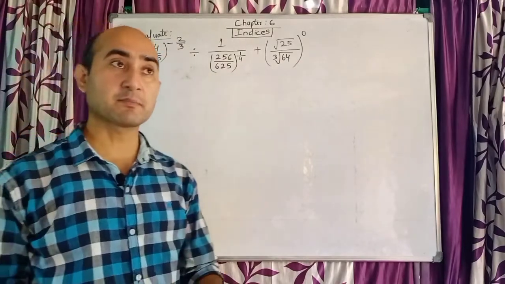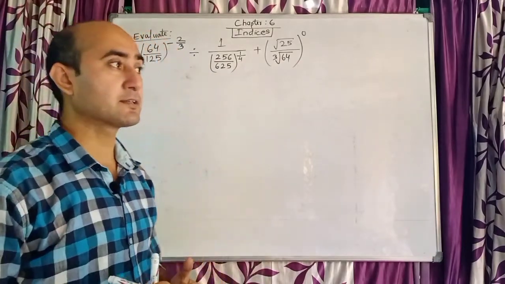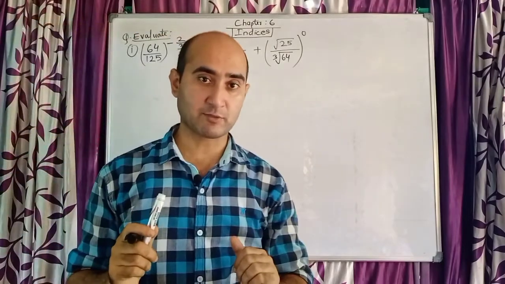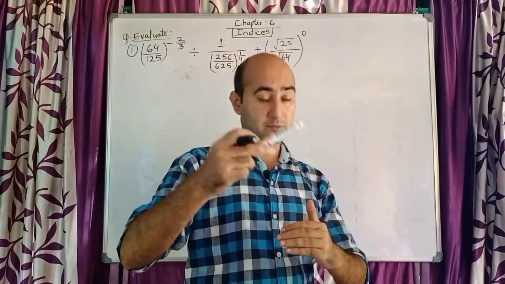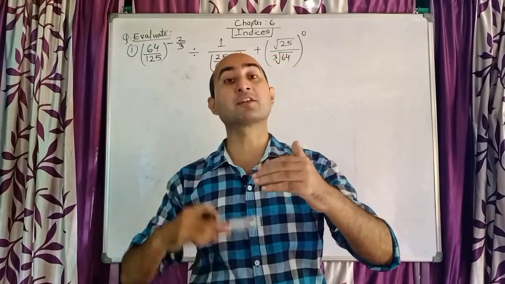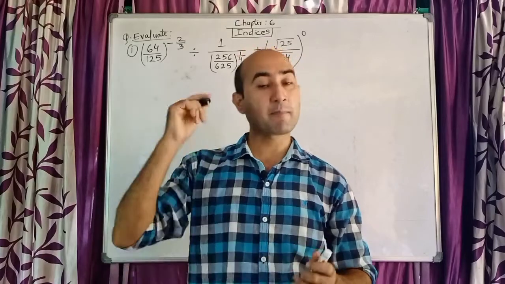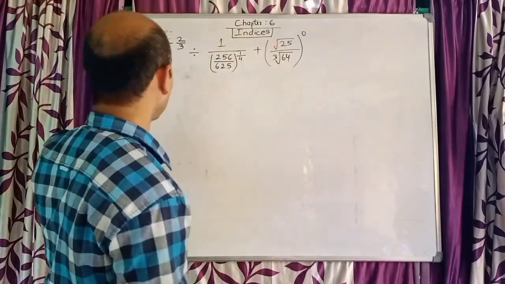Yesterday in my last video I told that whenever there is a minus power we will try to make it positive. To make it positive, the numerator goes down and the denominator comes up, and when you interchange numerator and denominator the minus power becomes plus. So that we have to do here.